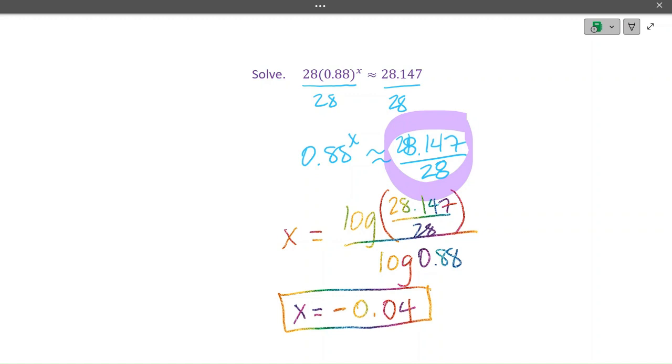So there you go. Pretty easy, following the same pattern. Let's do a couple more. They're going to gradually get harder.